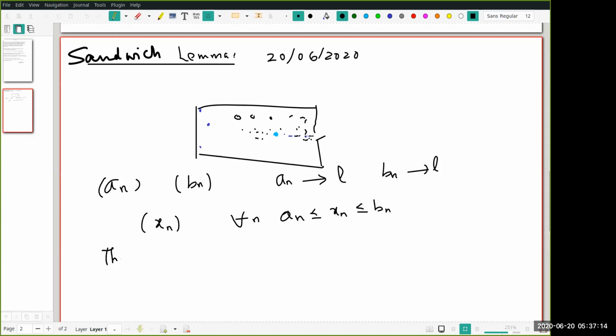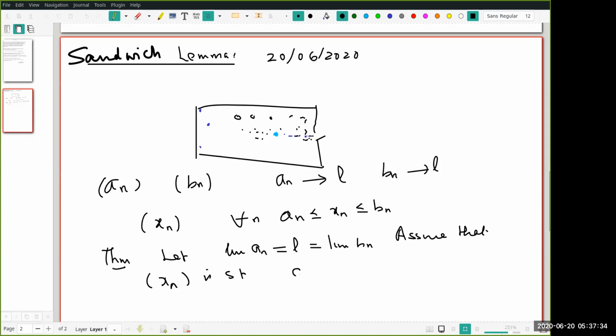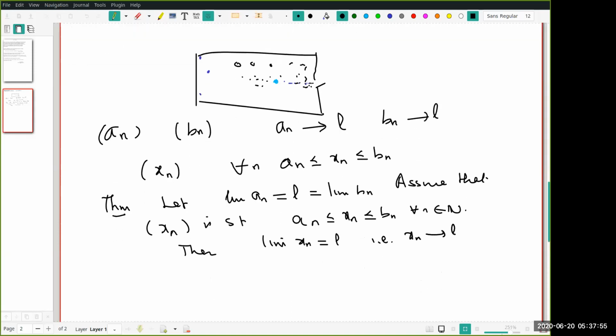So, theorem. Limit of AN equal to L, which is also the limit of BN. Assume that XN is a sequence such that AN is less than or equal to XN, less than or equal to BN for all N natural number. Then XN also converges to L. This is the theorem we want to prove.